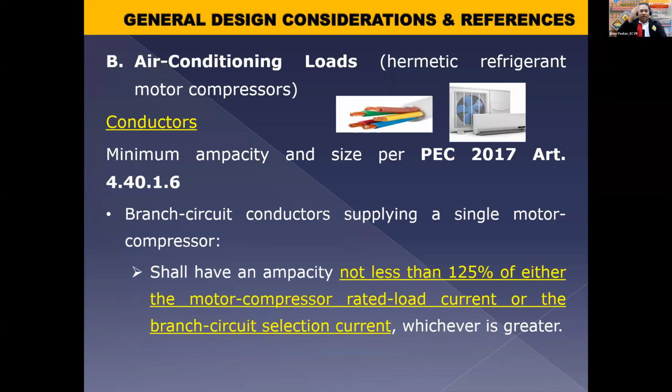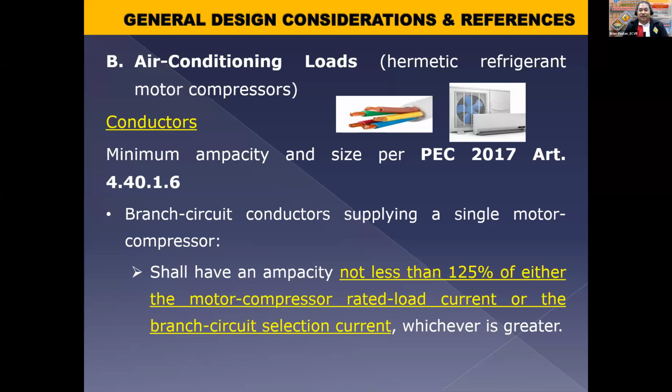Okay, so as per this article, yung conductors natin should have a capacity not less than, again, 125% of either the motor compressor rated load current or the branch circuit selection current, whichever is greater. Okay, so as per practice, sa akin, usually yung branch circuit selection current doon sa PEC natin, usually higher siya, no, than the nameplate motor load. So kaya nga sa akin automatically ginamit ko na yung table kasi siya yung much greater than the two currents.